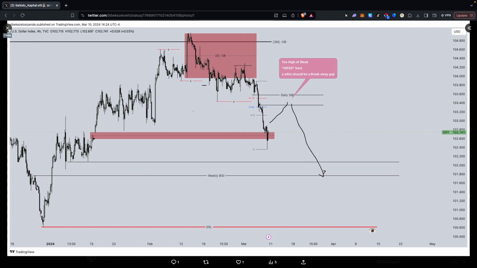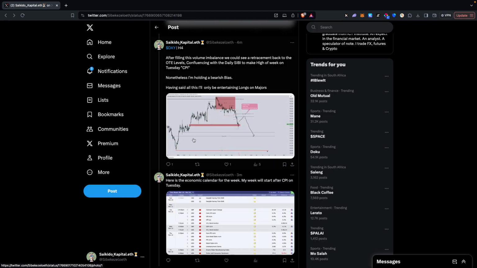Coming into Wednesday, I'm just long on EU, and I will be hoping and thinking and believing that Tuesday has made or created the low of the week on Tuesday. So it's vice versa of what I just showed you right here.